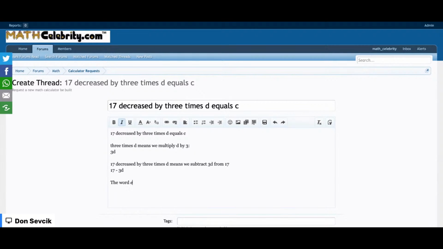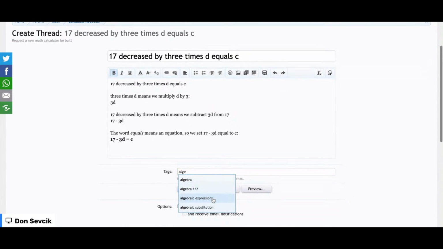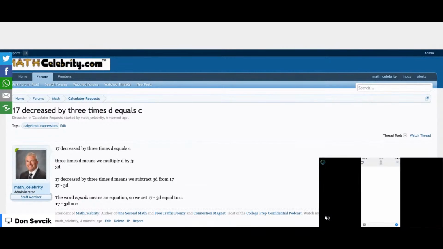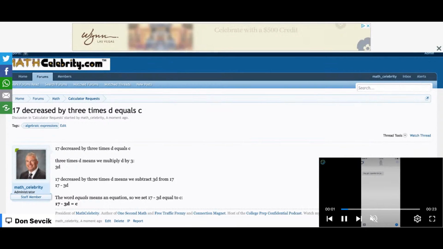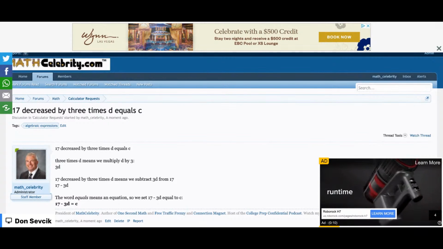The word equals means an equation. So we set 17 minus 3d equal to c. 17 minus 3d equals c. And this, my friends, is our answer. Those are algebraic expressions. All right, moving on. What do we got here? Let's come down here and mix it up a little bit.